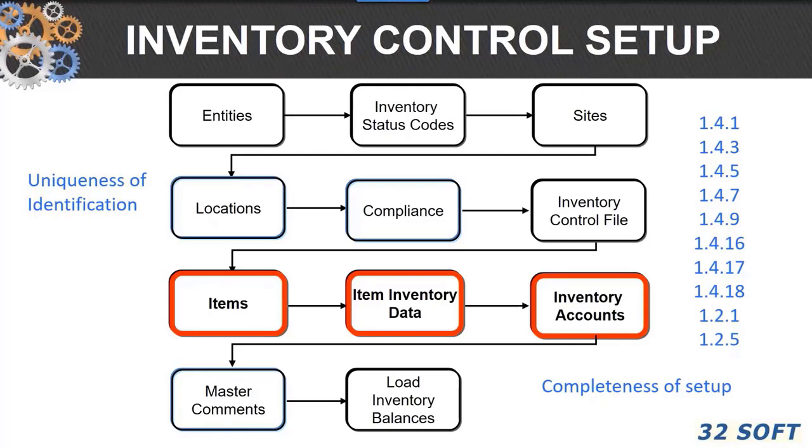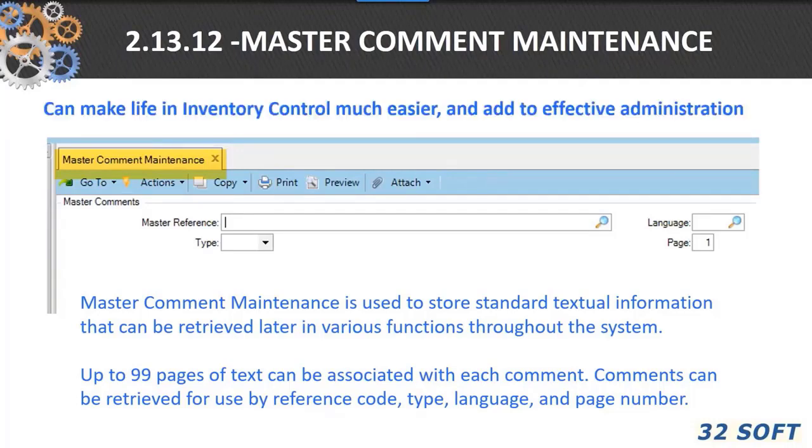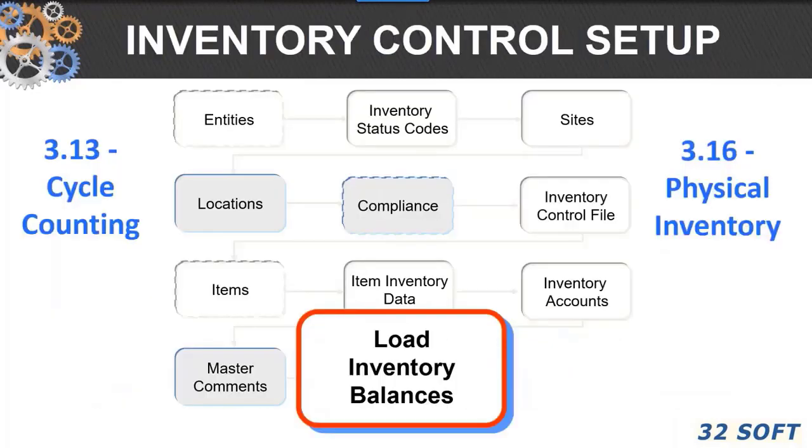As you look at 1.1 or 1.4.1, 3, 5, 7, don't have empty fields in those menus. You need every one of those fields to effectively control inventory. Master comments, easy way to help with inventory control. These are predefined comments, and you can attach those to many transactions, make inventory control much easier, add to effective administration. And then the last portion of inventory control setup is cycle counting and physical inventory control.